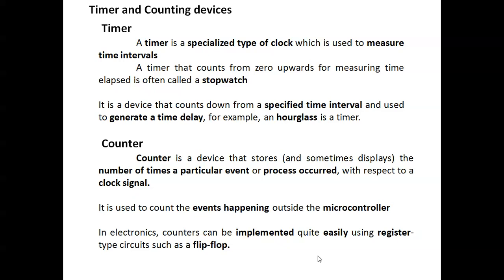So, timer and counting devices. A timer is a specialized type of clock which is used to measure time intervals. A timer counts from 0 upwards for measuring time. It looks like a stopwatch, starting 0, 1, 2, 3, 4, 5 like that.